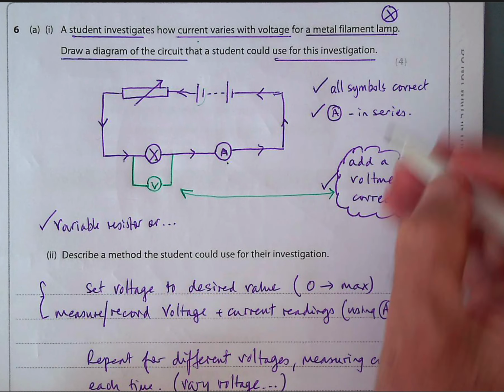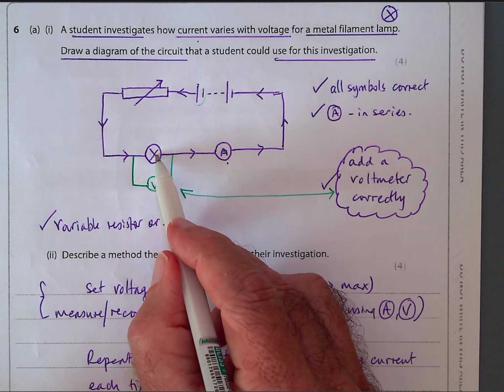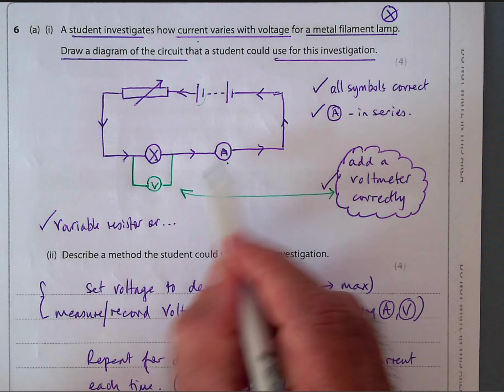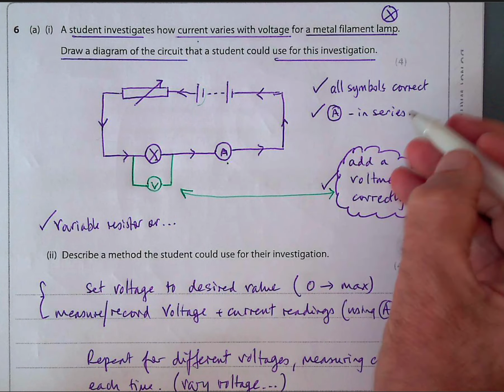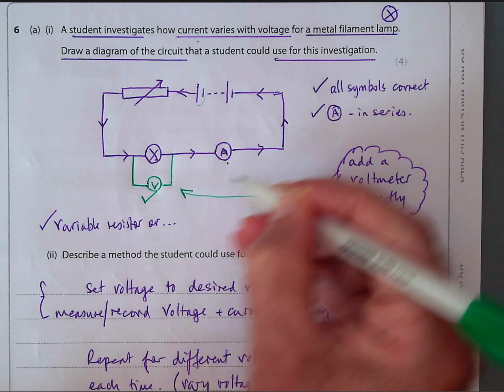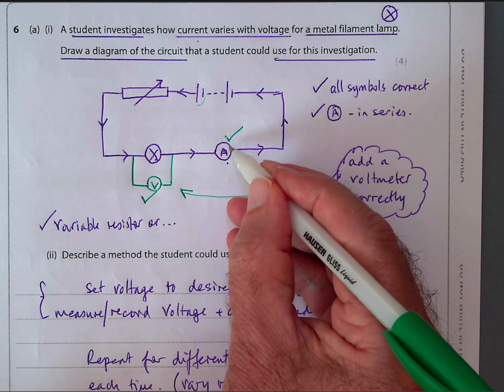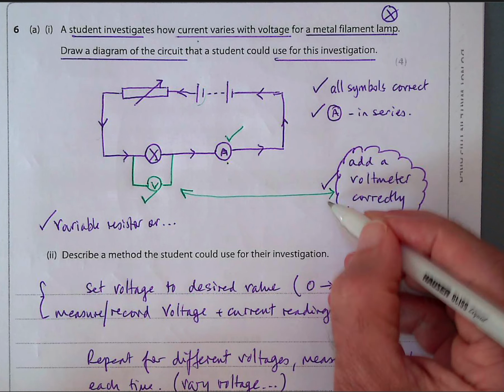So if you got all the symbols correct, that means the power supply, the filament lamp, and the ammeter in series. The ammeter goes in series and the voltmeter goes in parallel. So you get 1 mark for putting the voltmeter in parallel, and 1 mark for the ammeter being in series. So there's your 3 marks.